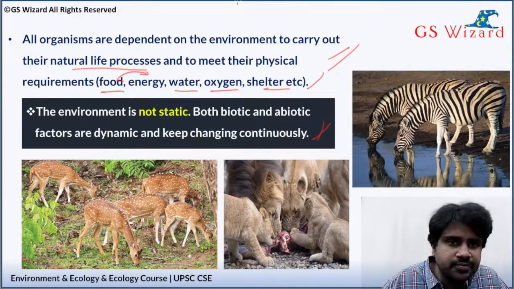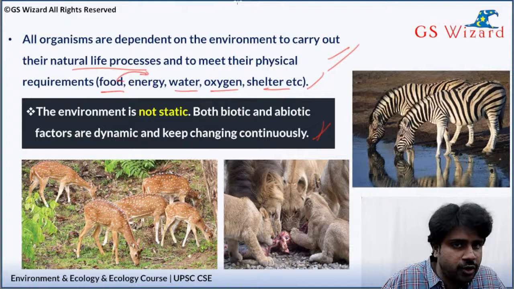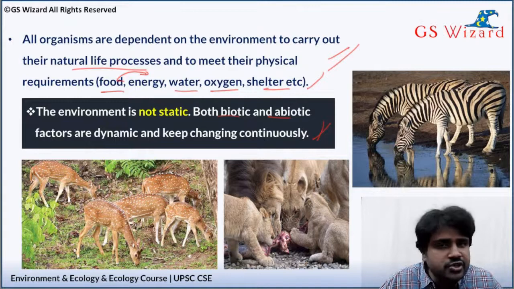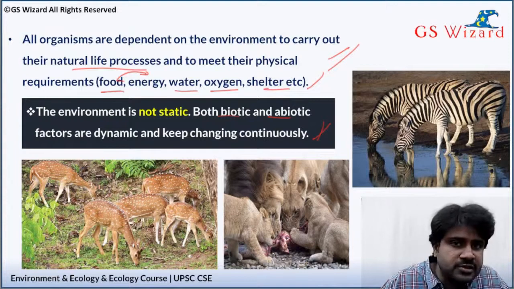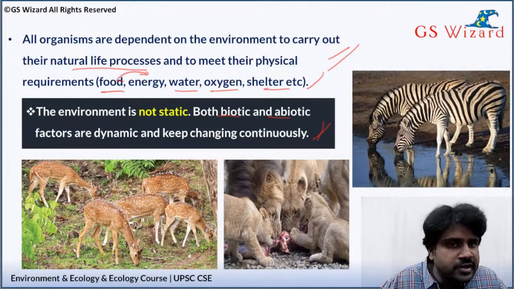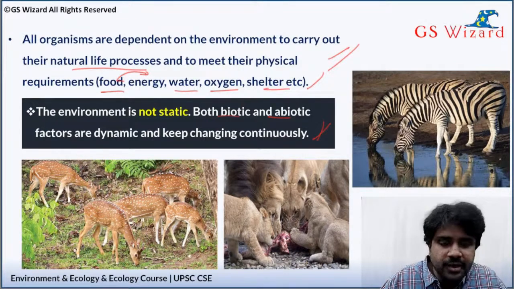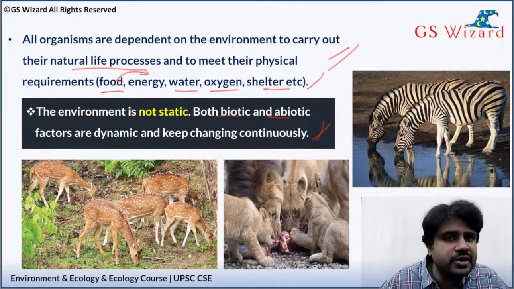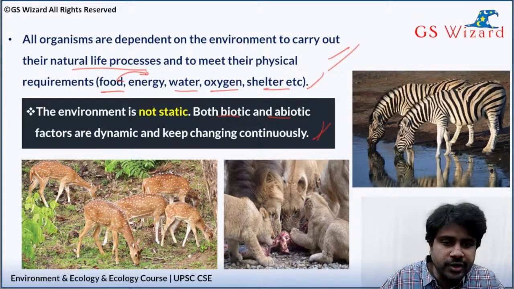The physical surroundings in which you find living things, non-living things, and the interactions between living things and non-living things. That is the environment. So both biotic and abiotic factors are changing. They are highly dynamic. And also the interactions between living things and non-living things will keep on changing. So the environment as a whole is not static. That means it is not stationary. It doesn't stay like that forever. The environment is highly dynamic, keeps on changing. So both biotic and abiotic factors are constantly changing, and also their interactions will keep on changing constantly. So that is about environment.